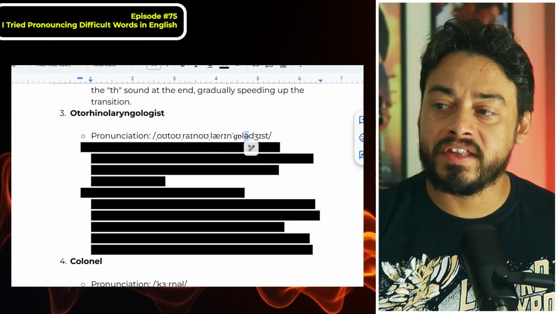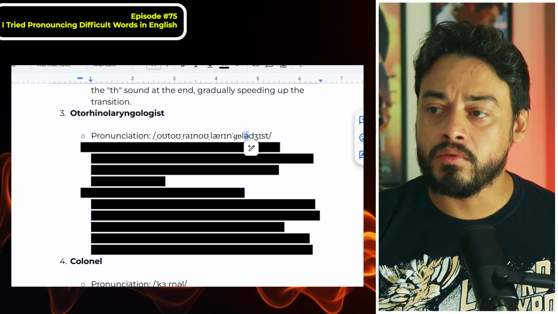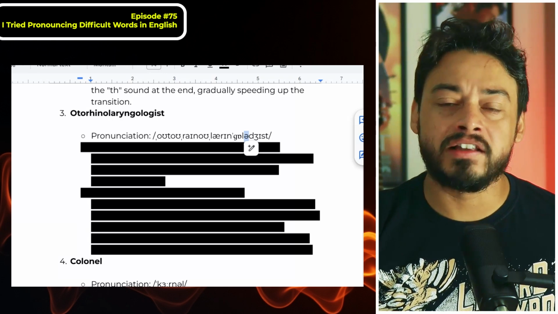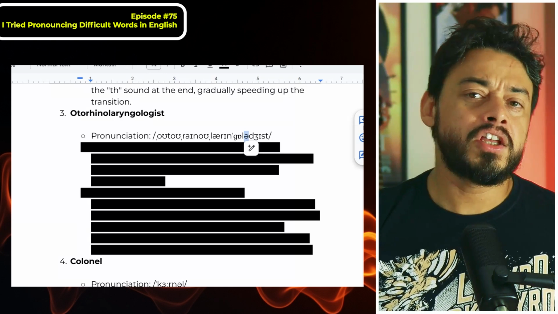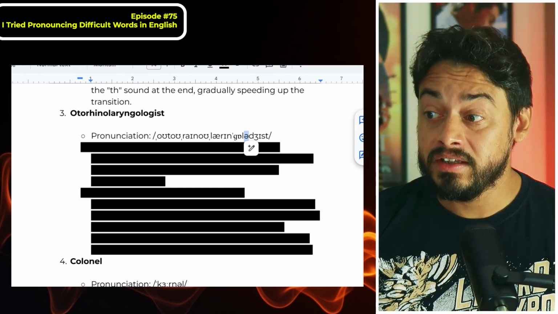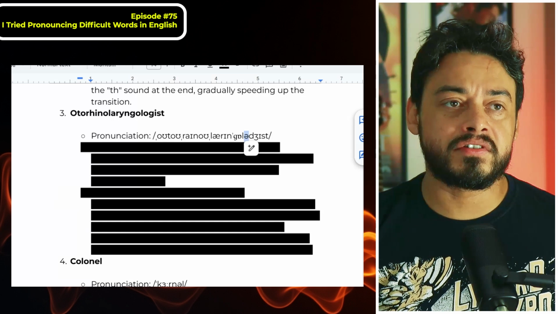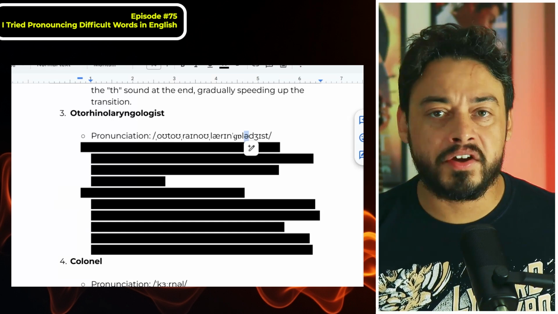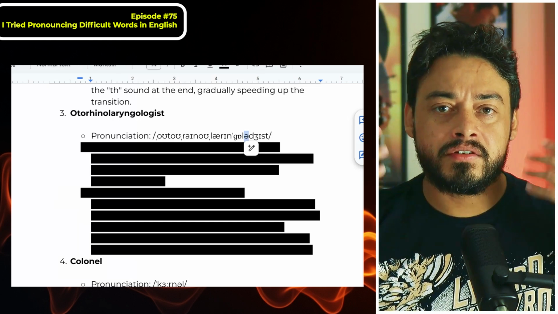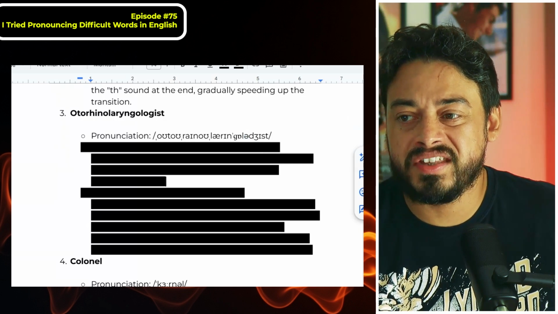This is the schwa sound again, the little E upside down. Logist. So otorhinolaryngologist. It's a tough word. Usually we don't use this word in everyday communication for obvious reasons, right? It's a mouthful. So usually to refer to this doctor, we just call this doctor the ear, nose, and throat doctor, for example. Yeah, it's one way to call it, which is simpler.